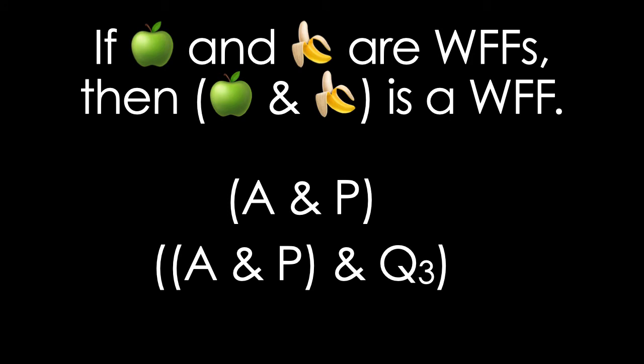Now suppose we have two expressions. Both of them are well-formed formulas. If so, you can make a new well-formed formula by putting a conjunction between them and parentheses around the whole thing. So that gives us well-formed formulas like (A and P). We can do that again to get ((A and P) and Q3).